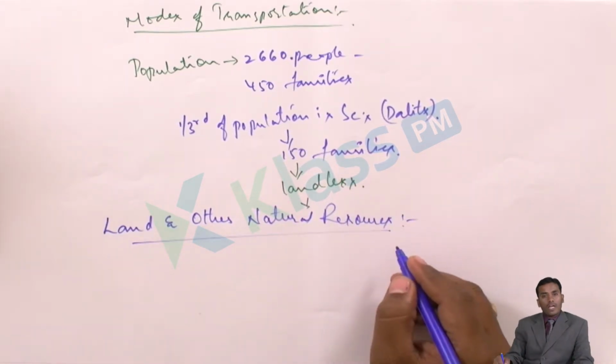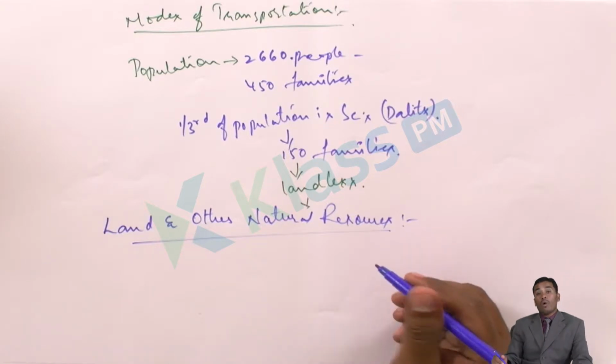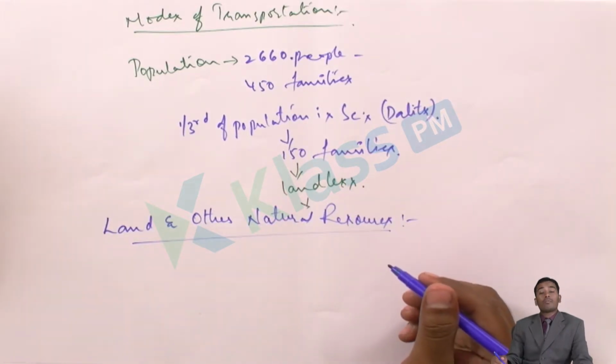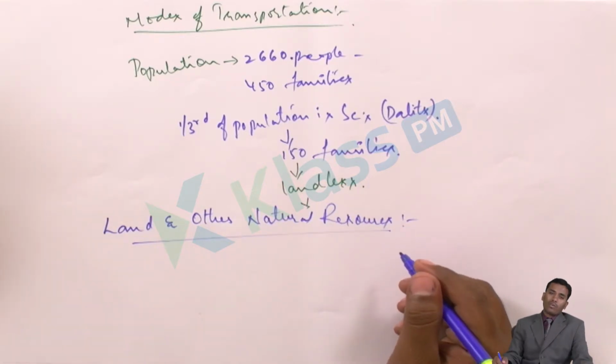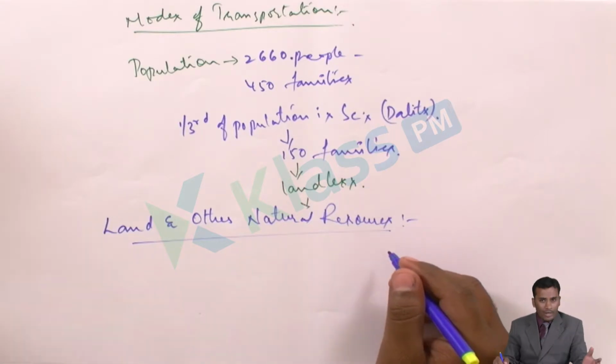Land and other natural resources. So what are these? Along with the land, we need some other natural resources like water, light, air, and even some other factors also. All these are called natural resources.